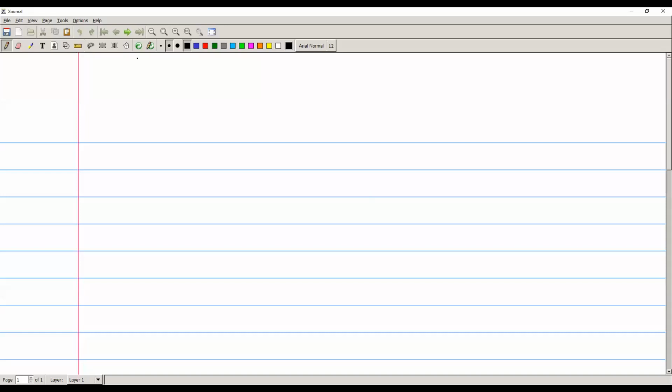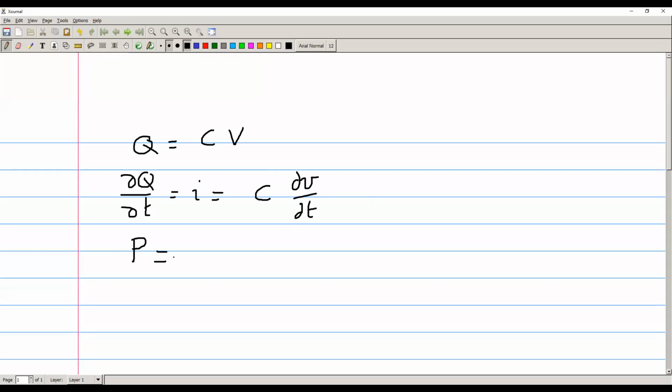Basically, we have Q is equal to C times V. So dQ by dt, which is I, would be equal to C dV by dt, since C is a constant and is not going to change. So the power would be equal to V times I, which, if you substitute here, is going to be C V dV by dt.